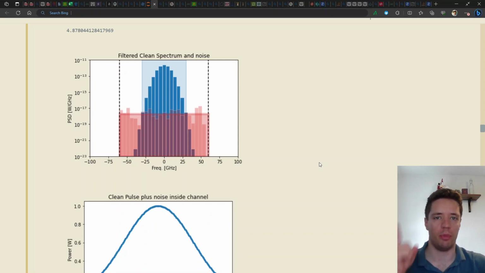So in the previous video, which will be linked right up here, we explored how to determine the signal to noise ratio based on a measurement of an optical spectrum by computing both the noise power and the signal power and then taking the ratio.